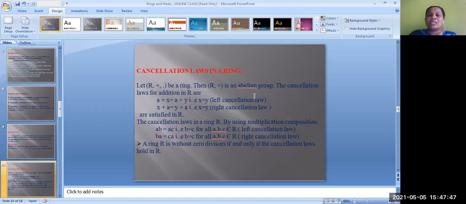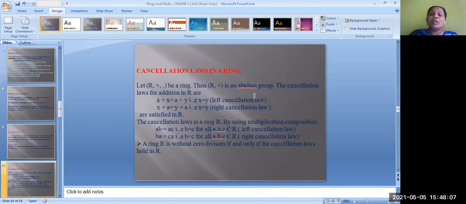That is left cancellation law. And for right cancellation law, BA equals CA implies B equals C, for all A, B, C belongs to R. That is right cancellation. So we have a similar term at the right side of B and C, so that we are going to cancel that.